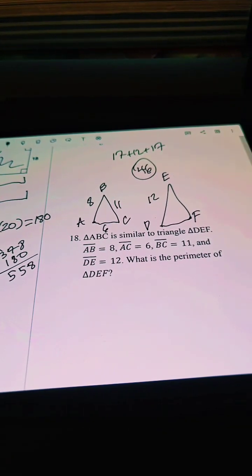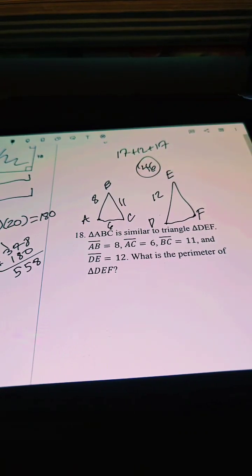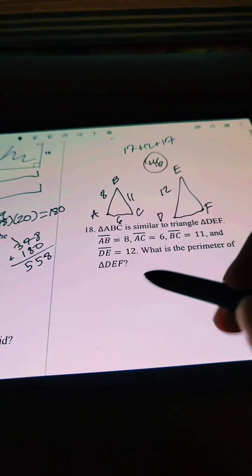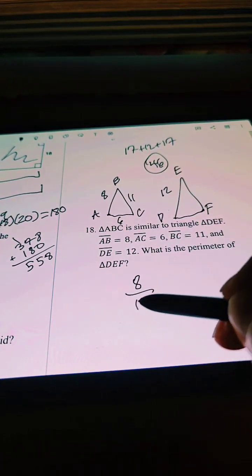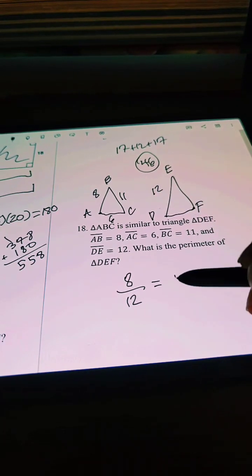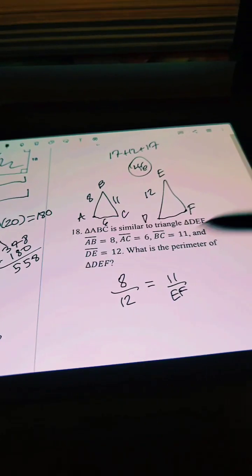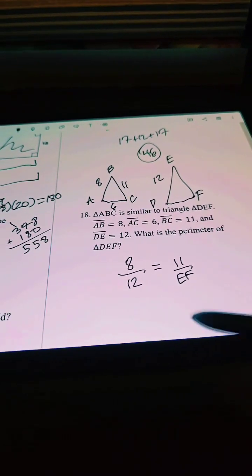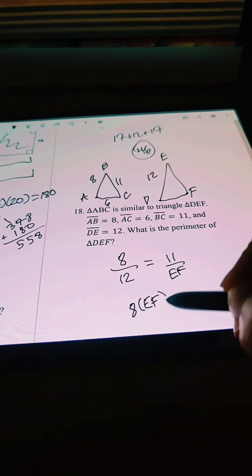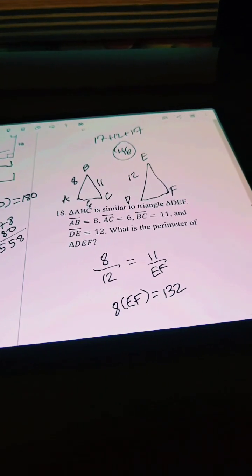So remember, similar triangles have proportional side lengths. That means the matching sides, you can set up a proportion with them. So 8 is to 12, because those are the matching sides, as 11 is to EF, for instance. And then you can cross multiply and solve for EF. So let's do that. 8 times EF equals 11 times 12, which is going to be 132.